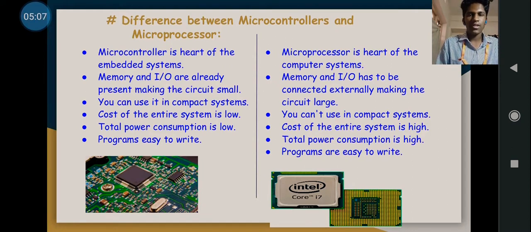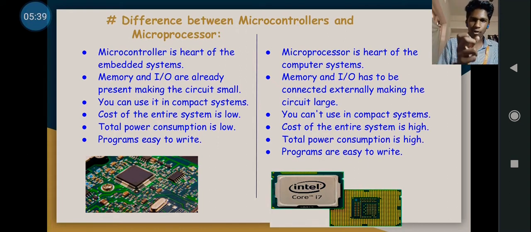The same is true of the microcontroller. If in an embedded system circuit there is no microcontroller, there is nothing. The next difference is that in a microcontroller, memory and input output ports are already present, making the circuit small. Whereas in a microprocessor, the memory and input output ports have to be given externally, so it makes it much bigger.